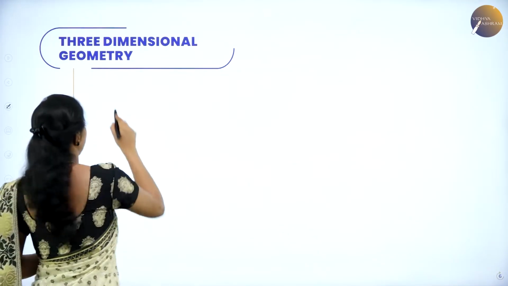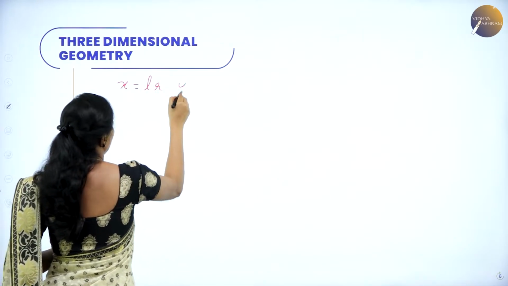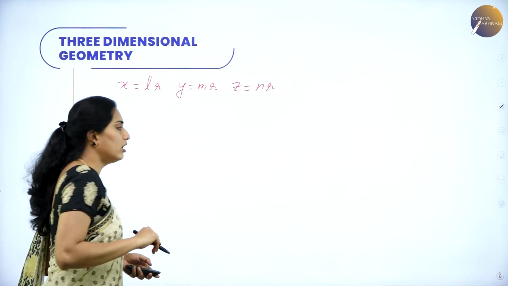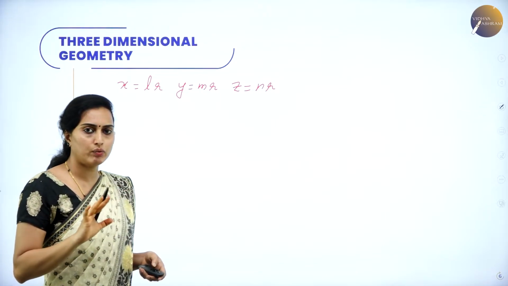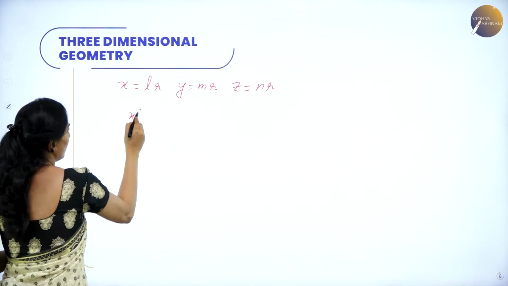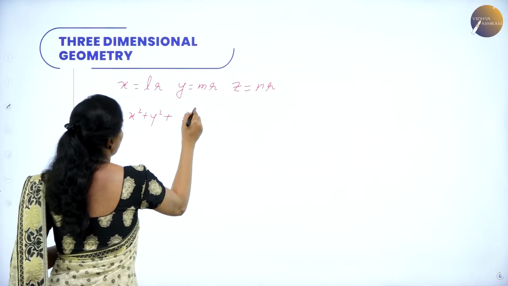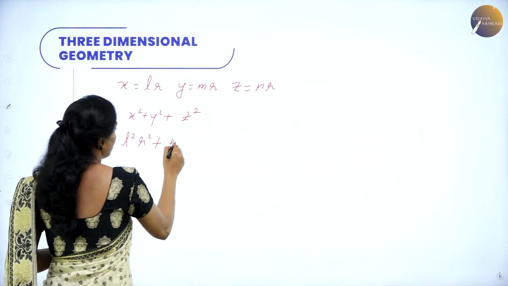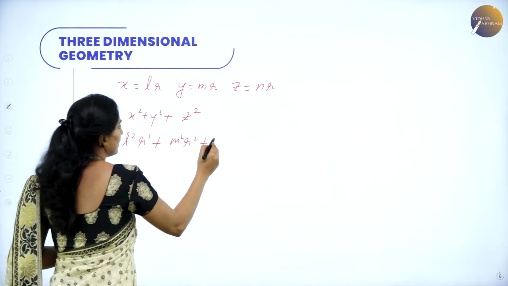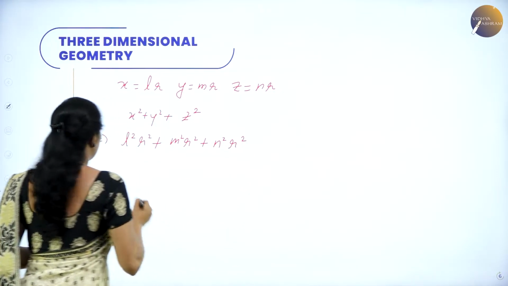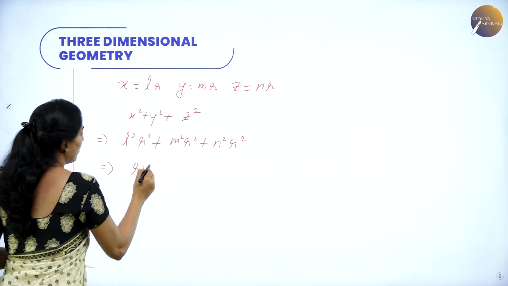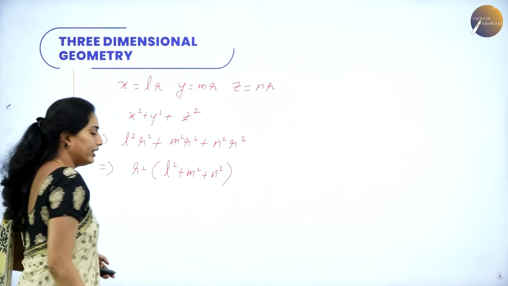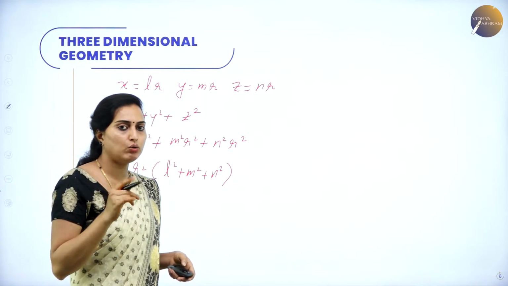Here, let me take x is equal to l r, y is equal to m r, and z is equal to n r. So if you take x squared plus y squared plus z squared, what happens here? x squared is nothing but l squared r squared, plus y squared is nothing but m squared r squared, plus z squared is nothing but n squared r squared. Therefore, you can take r squared common, which is l squared plus m squared plus n squared. You know already l squared plus m squared plus n squared is equal to 1.